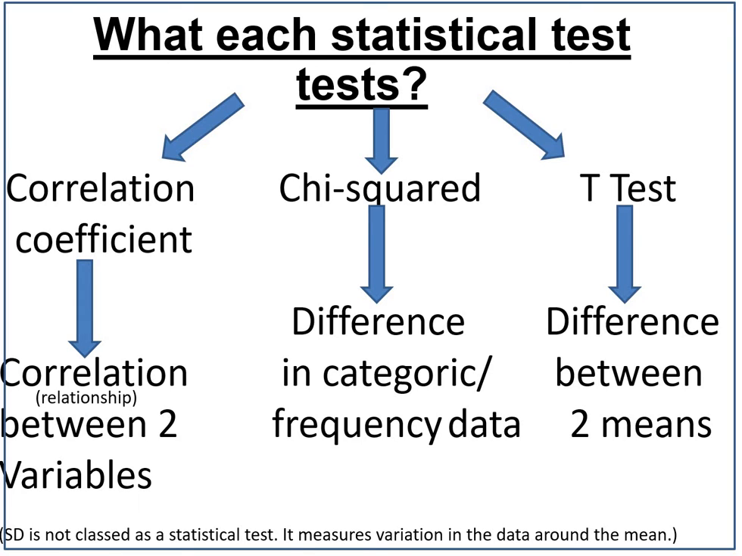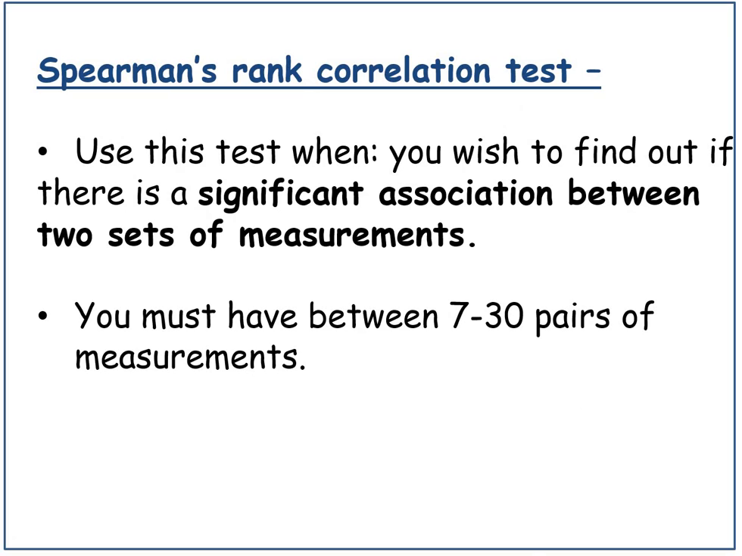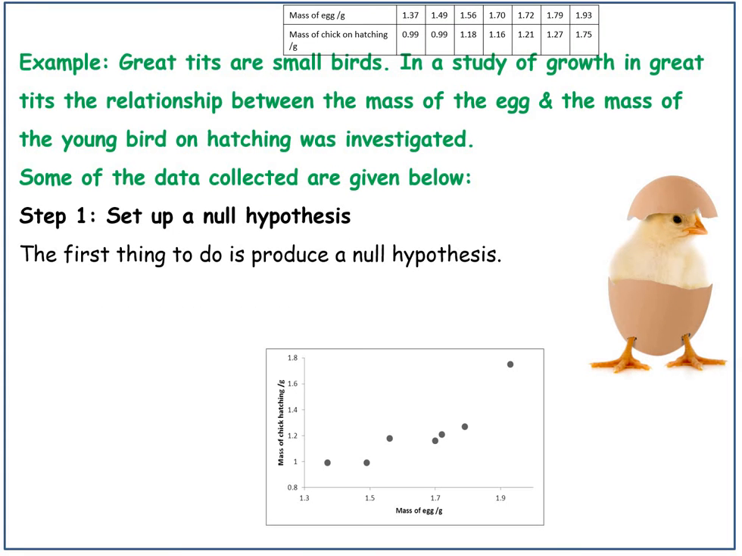Now, although we've learned about standard deviation, it's not actually classed as a statistical test. What it does do is it measures the variation in the data around the mean. So today we're looking at this correlation coefficient, looking at if there's a relationship between two variables. So the Spearman's rank correlation test. You would use this test when you wish to find out if there is a significant association or correlation between two sets of measurements. You must have between 7 to 30 pairs of measurements.